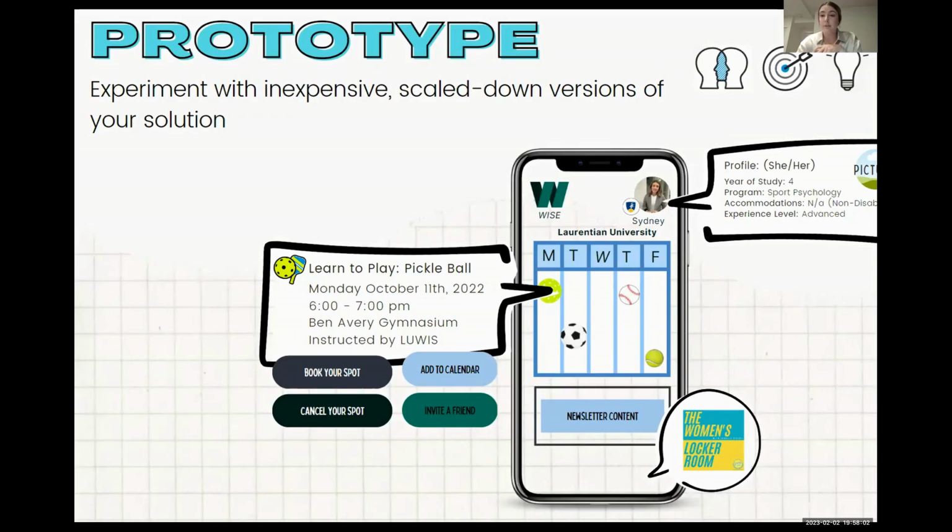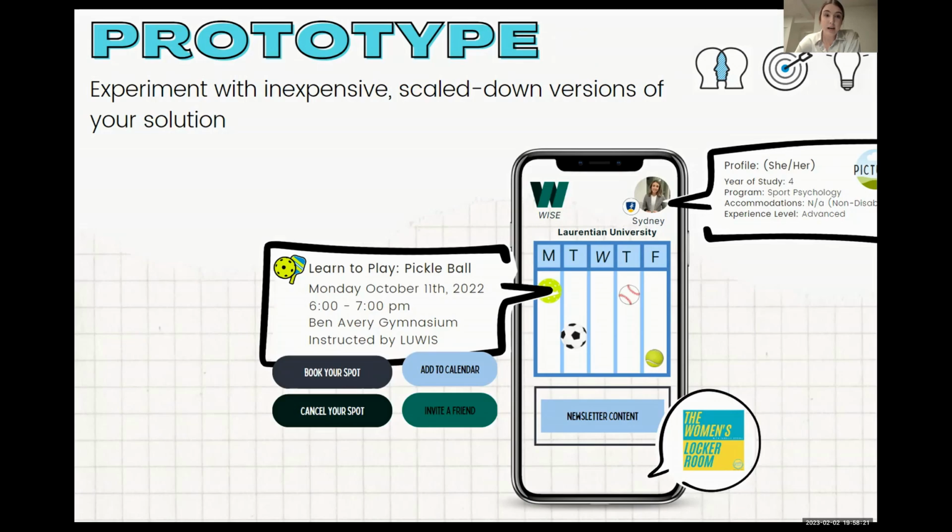We know that the life of a university student can get quite busy. And so for some, the semester-long commitment was too long. So here's a way that a one-time event is happening. You could book your spot, you could bring a friend, as well as filter your interests.